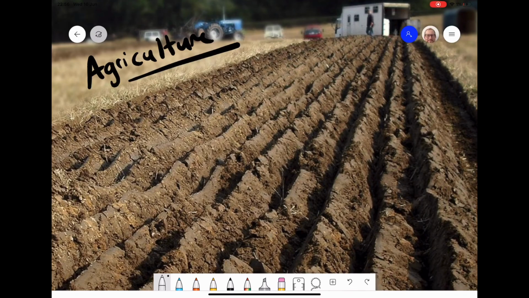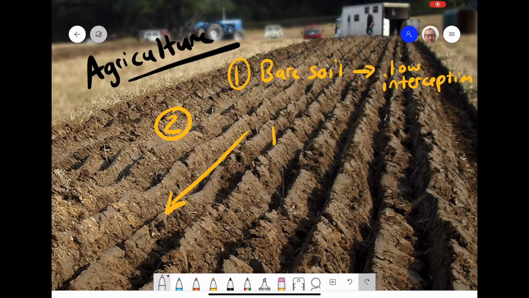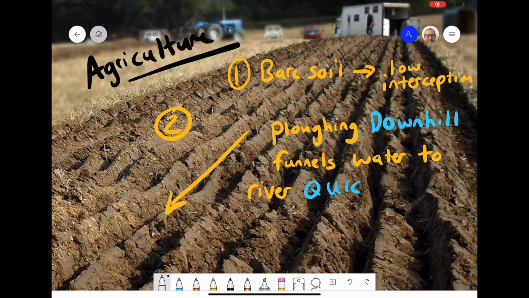When we convert land to agriculture, we often get an increase in flooding. This is because of two reasons. When we have bare soil, it has very low interception rates, and often infiltration is difficult, and therefore we get flooding. Also, when we plough down a hill, it actually funnels the water towards the channel much quicker, and therefore we get an increase in surface runoff and therefore an increase in flooding.